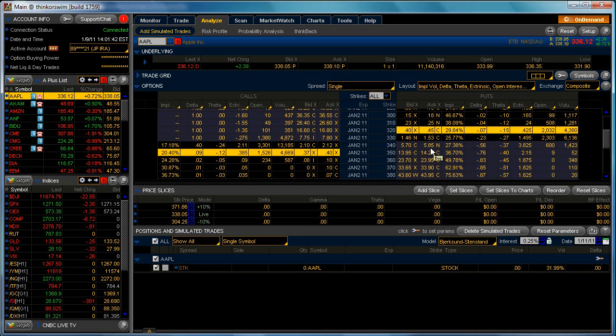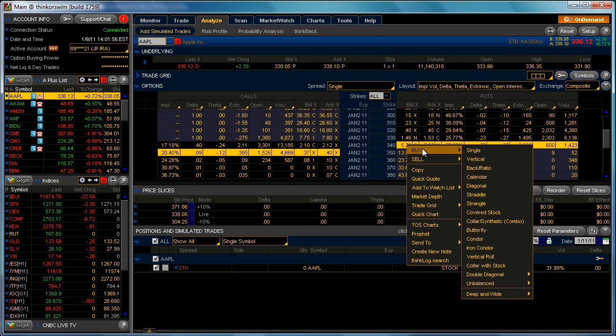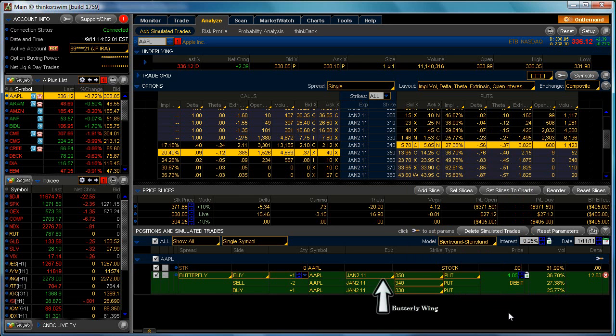So if you're not familiar with a normal butterfly, let's take a look at what a normal butterfly would look like, and we'll do it on the put side. If you do it at the same strike, it doesn't matter much if you do it as a call or a put. We'll stick to the put side for right now, and let's buy a butterfly. And you can see what a butterfly is comprised of. It has one long option at 350, two shorts at 340, and one long at 330.